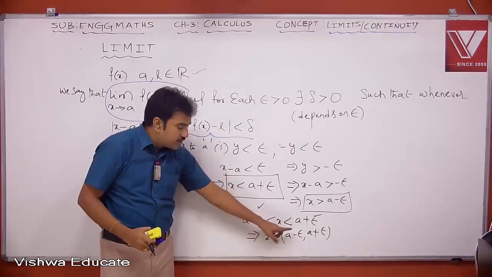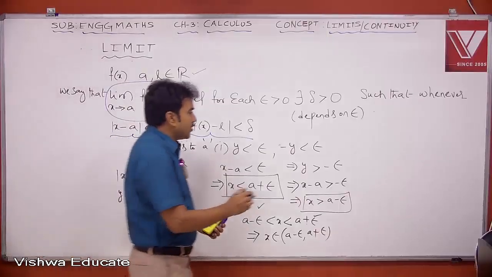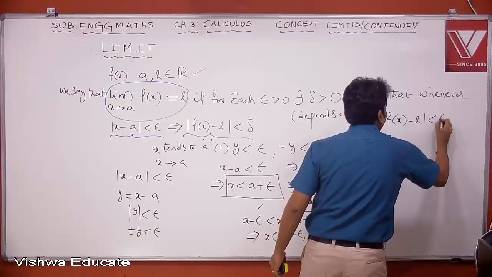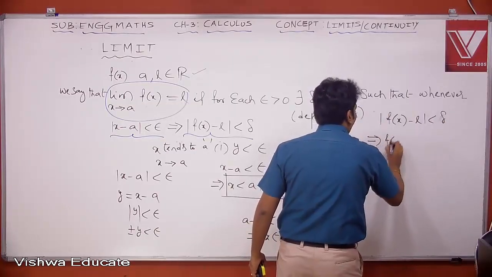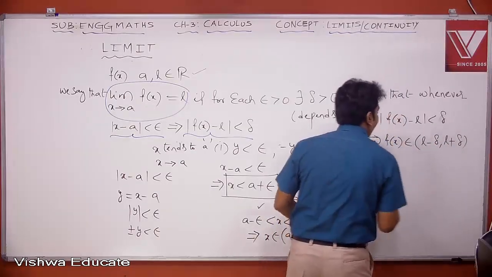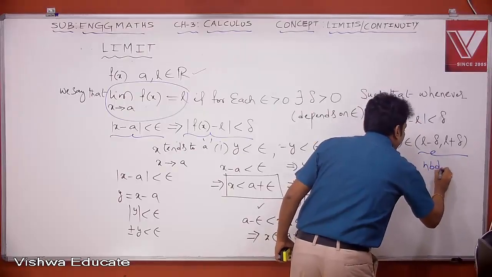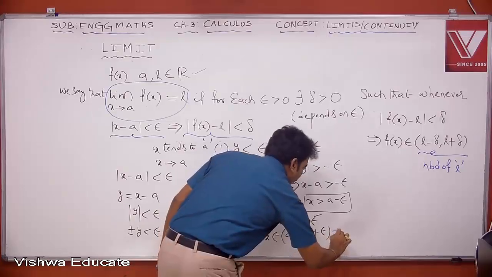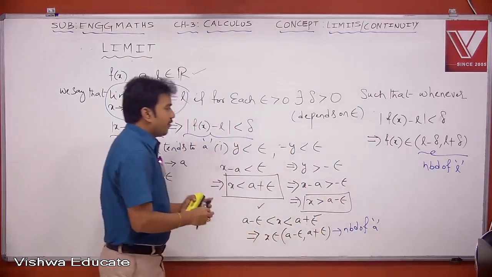So whenever x is in the neighborhood of a, then I will get this. What is the meaning of modulus of f of x minus L less than delta? It means that f of x belongs to the open interval L minus delta comma L plus delta. So basically, this is nothing but a neighborhood of L, and this is nothing but a neighborhood of a.